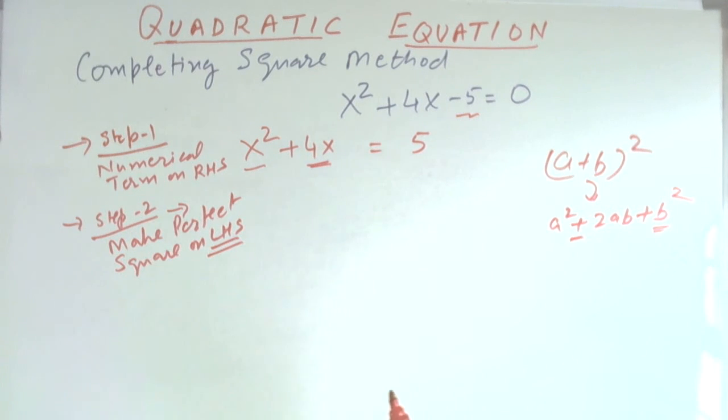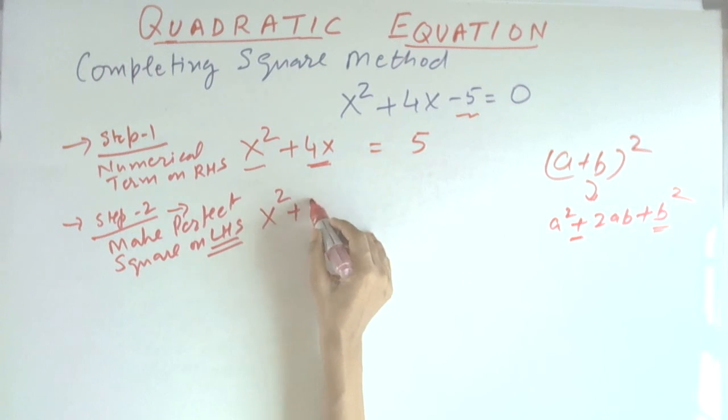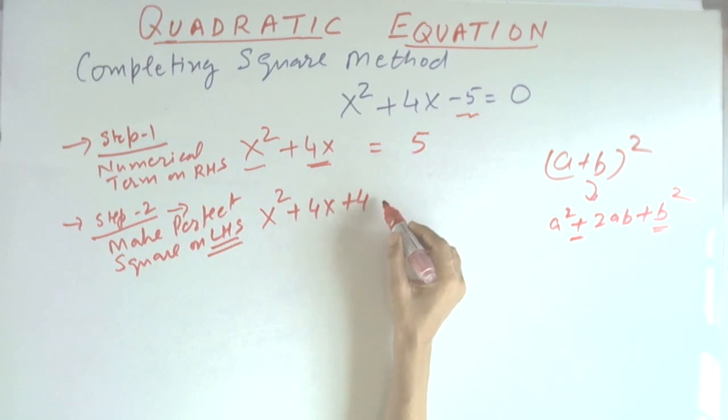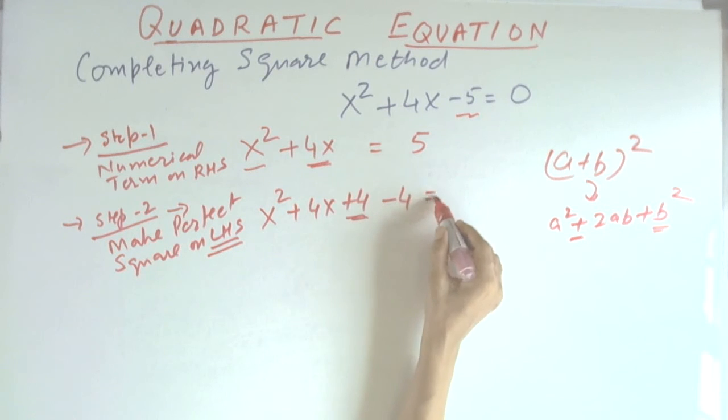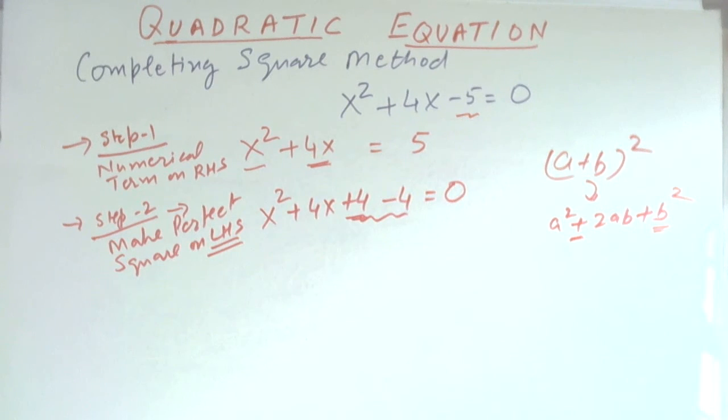Then we have to find the term: x square plus 4x plus 4, and then because we have added 4 we have to subtract 4. So we are adding and subtracting the numerical term so that we make a perfect square on the left hand side.